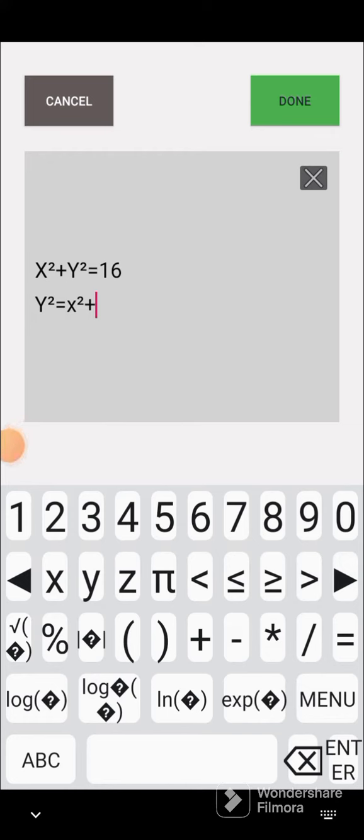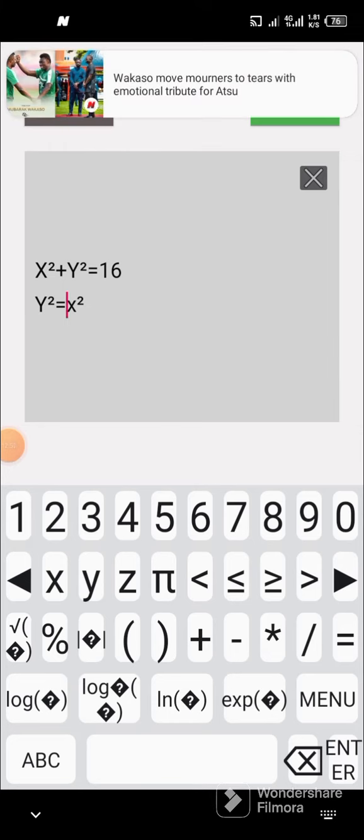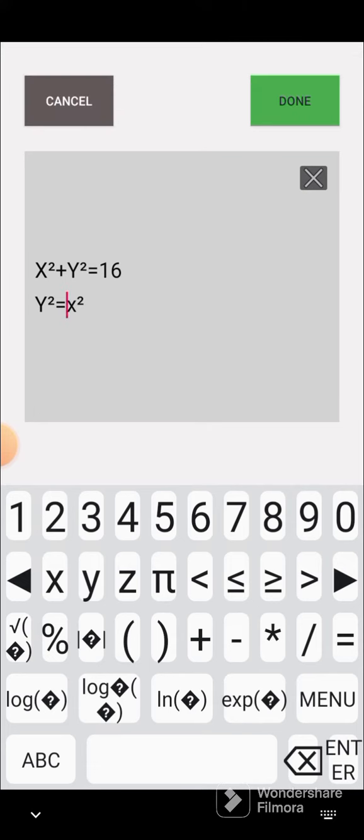To make y the subject, you have to make x cross the equal sign. While x crosses the equal sign, it becomes negative. Our 16 is already here, so we have 16 minus x squared. That's how we make y the subject.